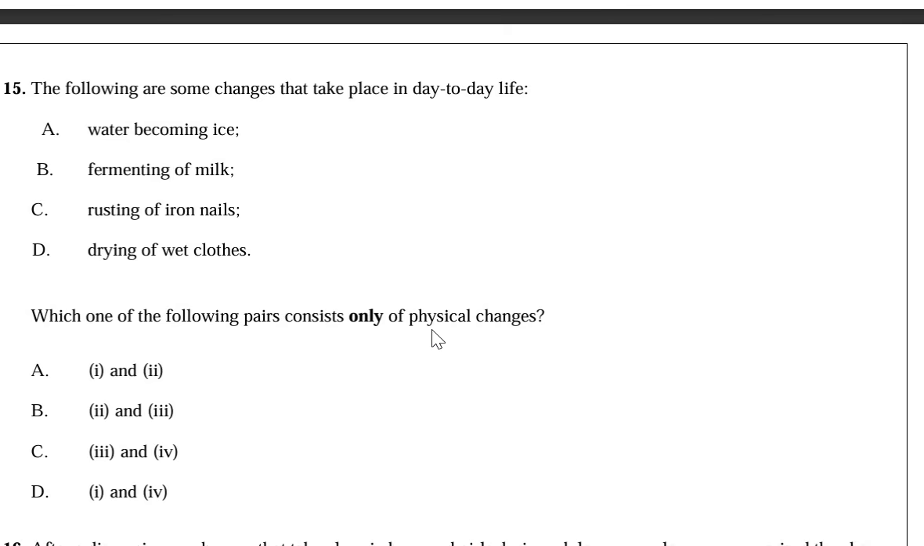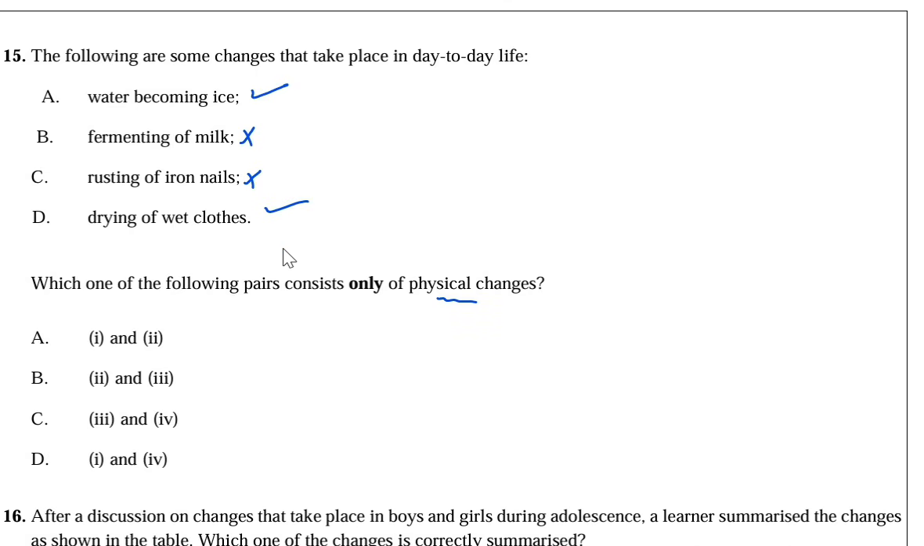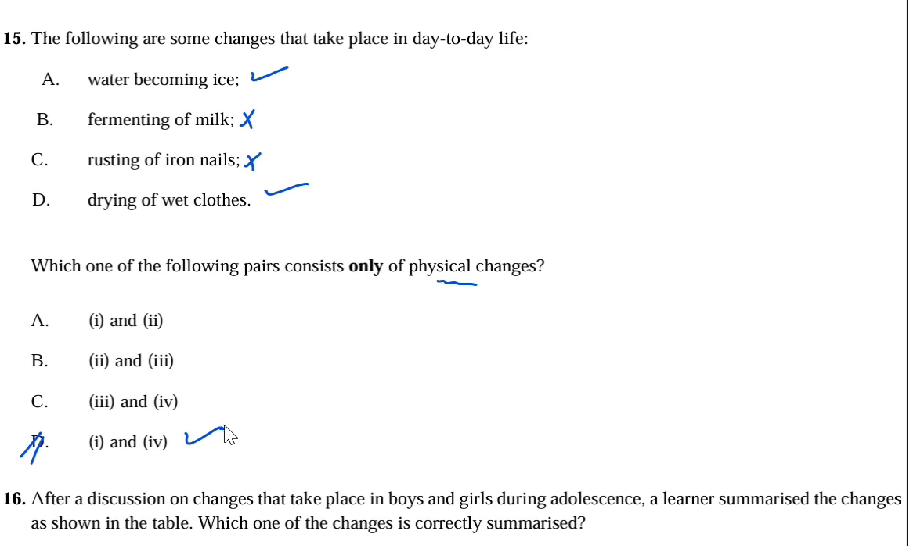You know that in a physical change, no new substance is formed, and the process can be easily reversed. So fermenting of milk, this is not a physical change. And also rusting of iron nails, this is a chemical change. And therefore, water becoming ice, it can be reversed. And also drying of wet clothes, this can be reversed. And therefore, the pair which consists only of physical changes is Roman 1 and Roman 4, which is D. The correct answer is D. So water becoming ice and drying of wet clothes, those are physical changes.